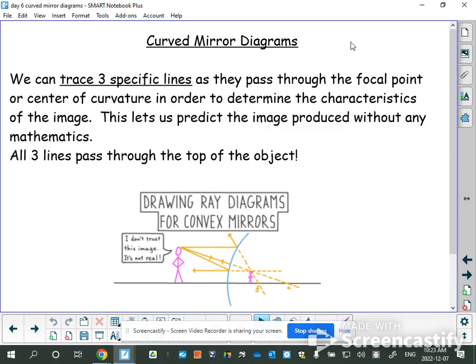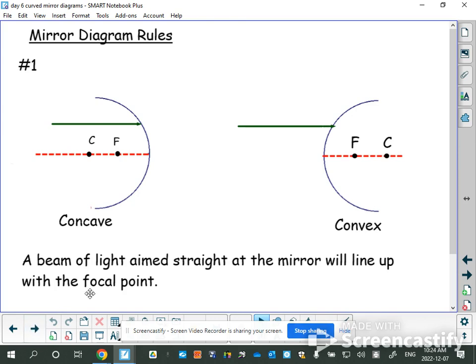So today we're going to learn how to draw curved mirror diagrams. In order to do this, you basically want to draw three very predictable lines that hit your curved mirror, always the same way, and lets us predict the image because all three lines pass through the same point. They predict where your image is going to be, and then you can describe its characteristics. To do this, you really have to learn the three rules. And there's three rules, they're always the same, and they're just slightly different for your concave and your convex.